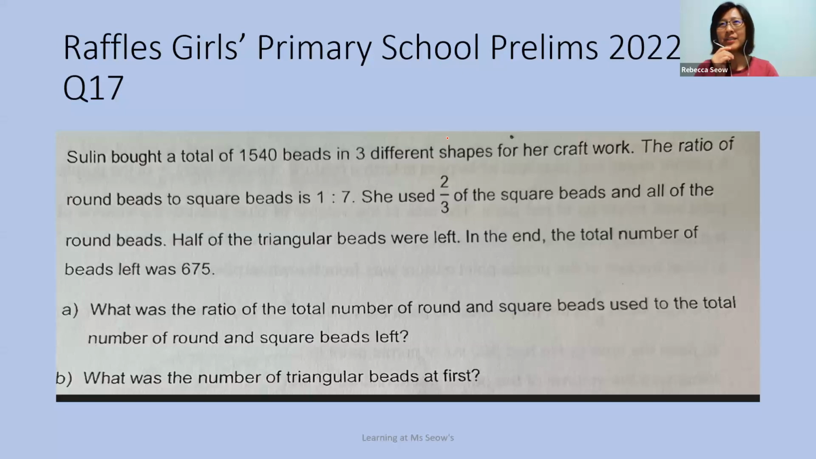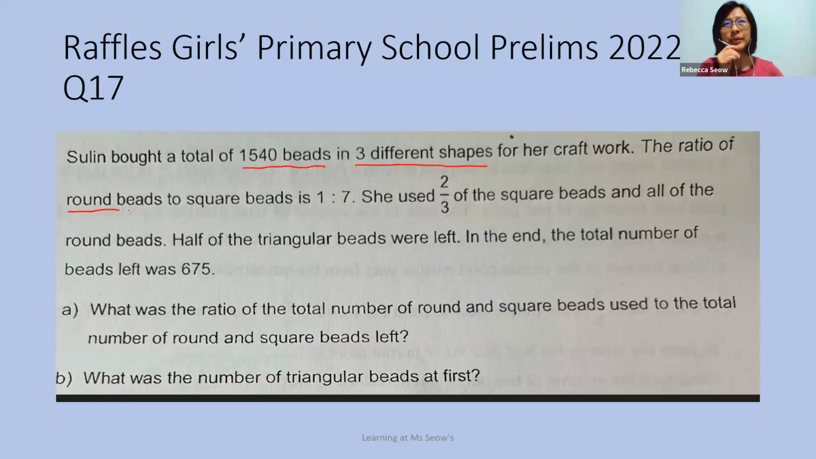Right, so let's take a look at what the question talks about first. It says that Sulin bought a total of 1,540 beads in 3 different shapes for her craft work. Okay, so what I would do is usually I will underline what's key to the question. 1,540 beads, 3 different shapes. Okay, the ratio of the round beads to square beads is 1:7.